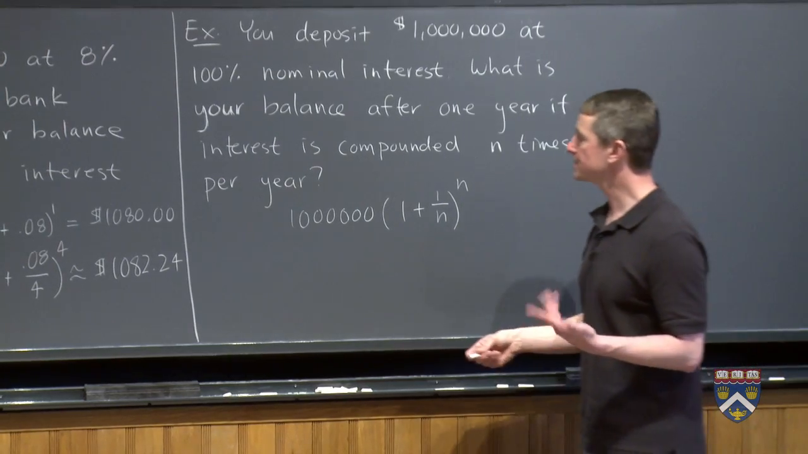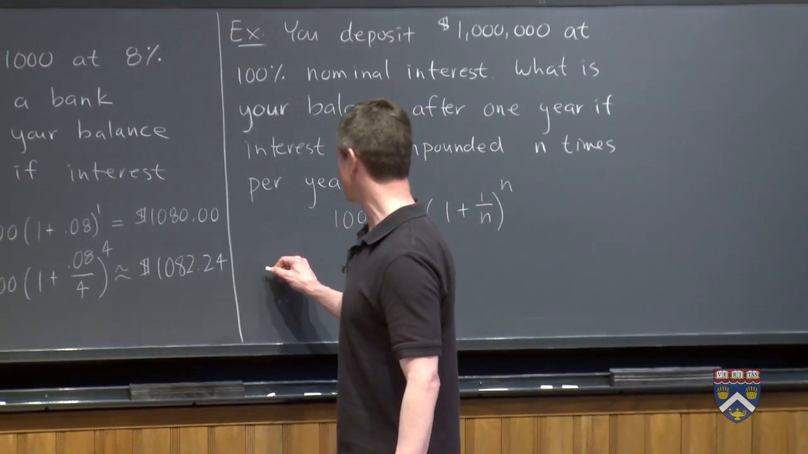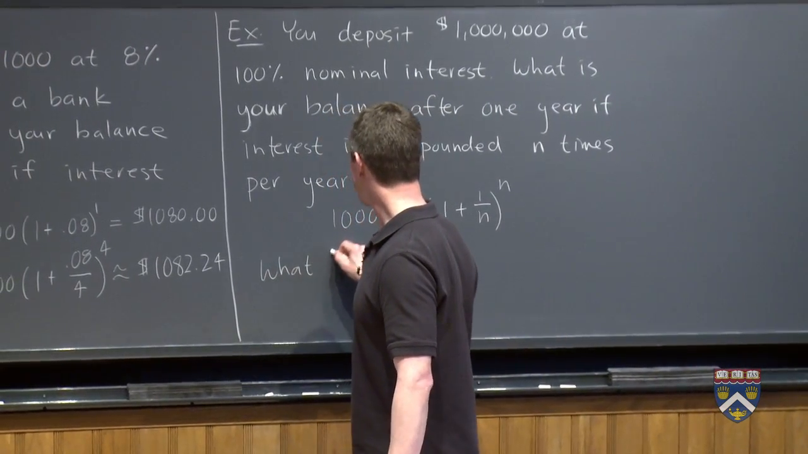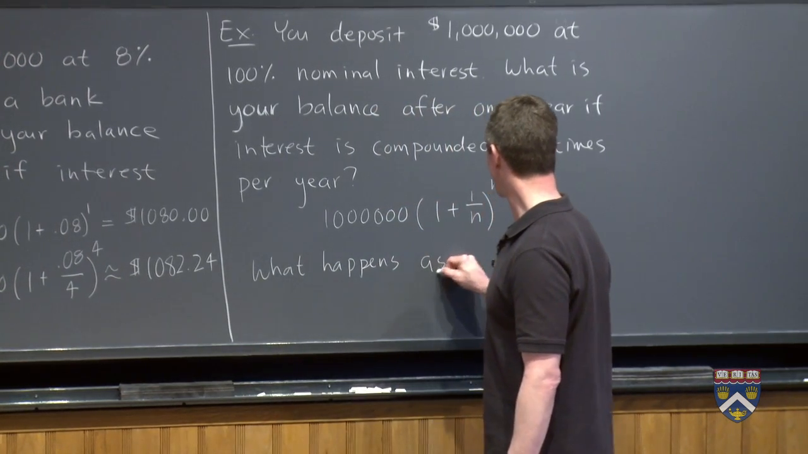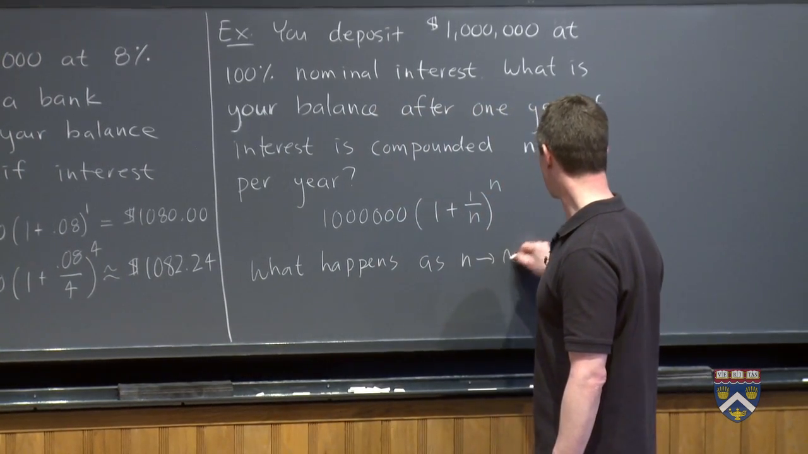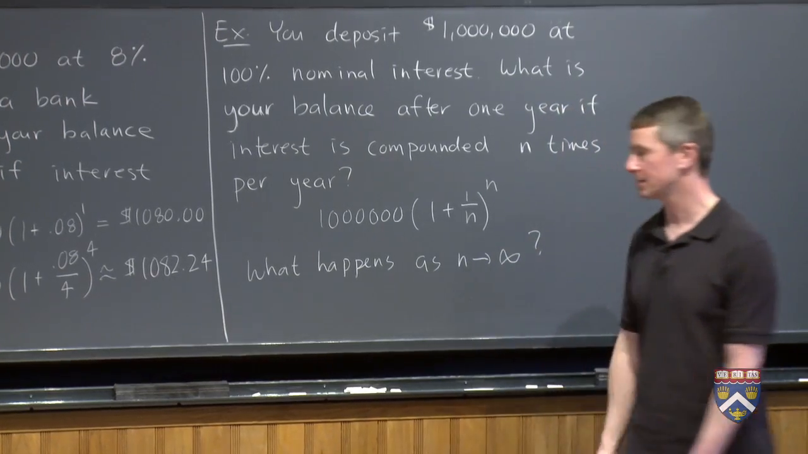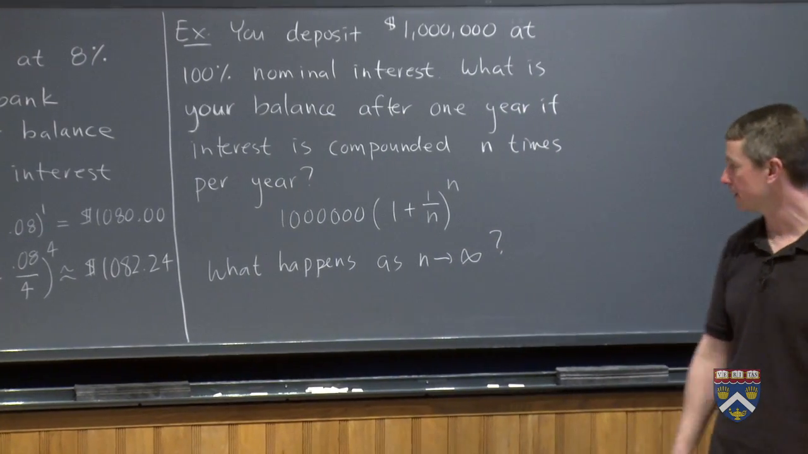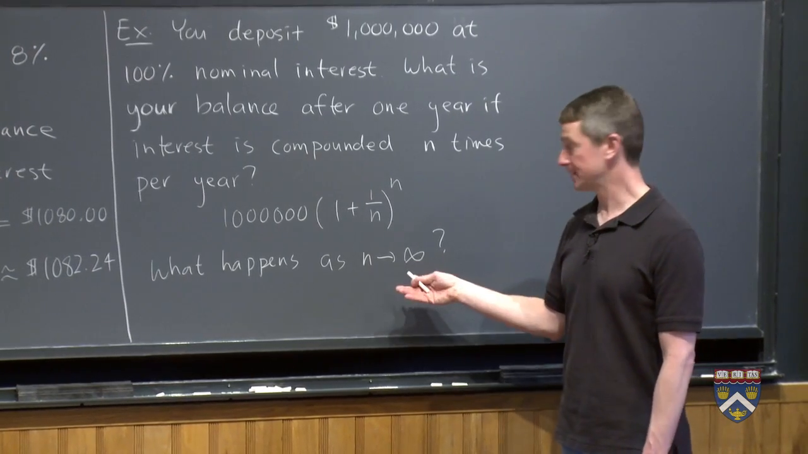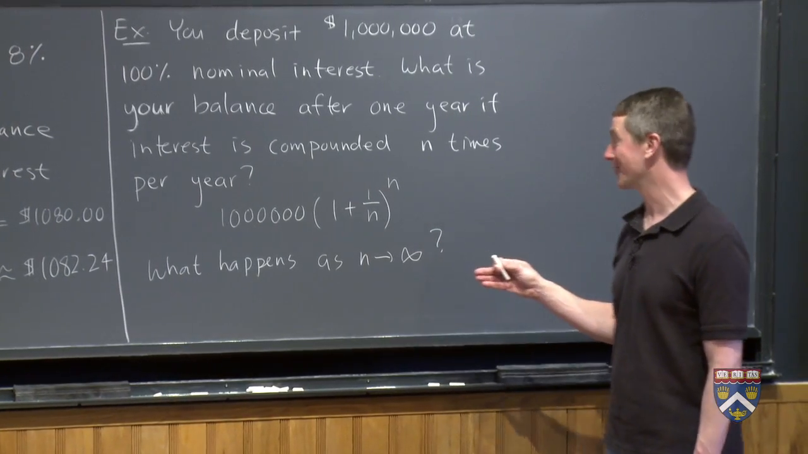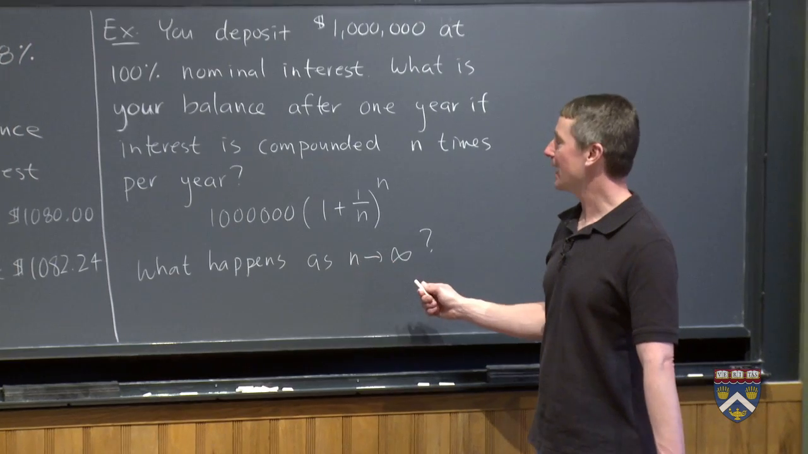The reason this question is interesting is what happens as n gets bigger and bigger and bigger. So what happens as n goes off to infinity? This is our symbol for infinity. We'll talk more about that in a later class. So this is our first example of a limit. We're going to see lots and lots of limits in calculus. We want to see what happens as n goes to infinity.